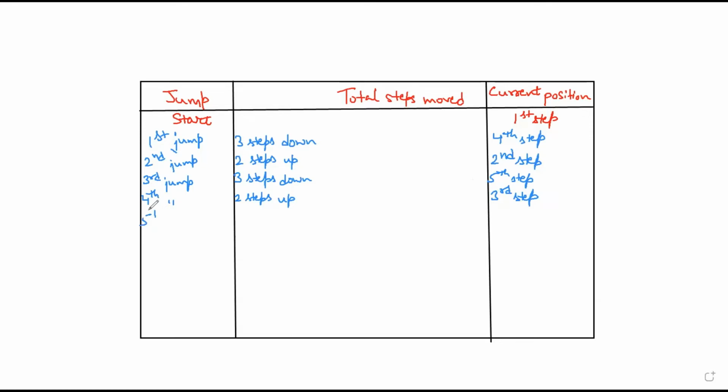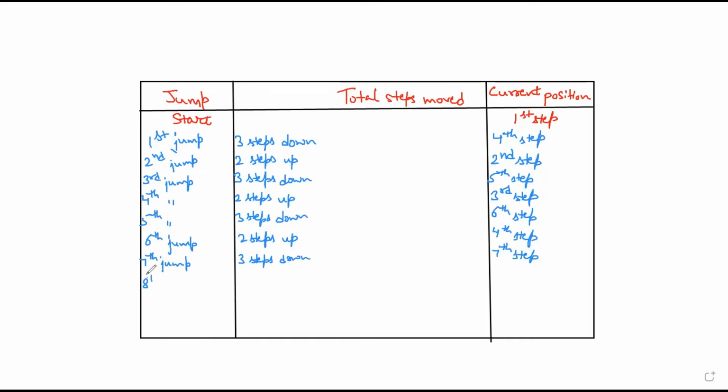Now fifth jump में again 3 steps down, 3rd स्टेप पे है, 3 स्टेप नीचे आ गया, he'll move to the 6th step now. Now sixth jump में फिर से 2 steps up. 6th step से 2 step ऊपर चला गया, 4th step. Now 7th jump, again 3 steps down. 4th step पे है, 3 step नीचे आया, so he reached at 7th step.